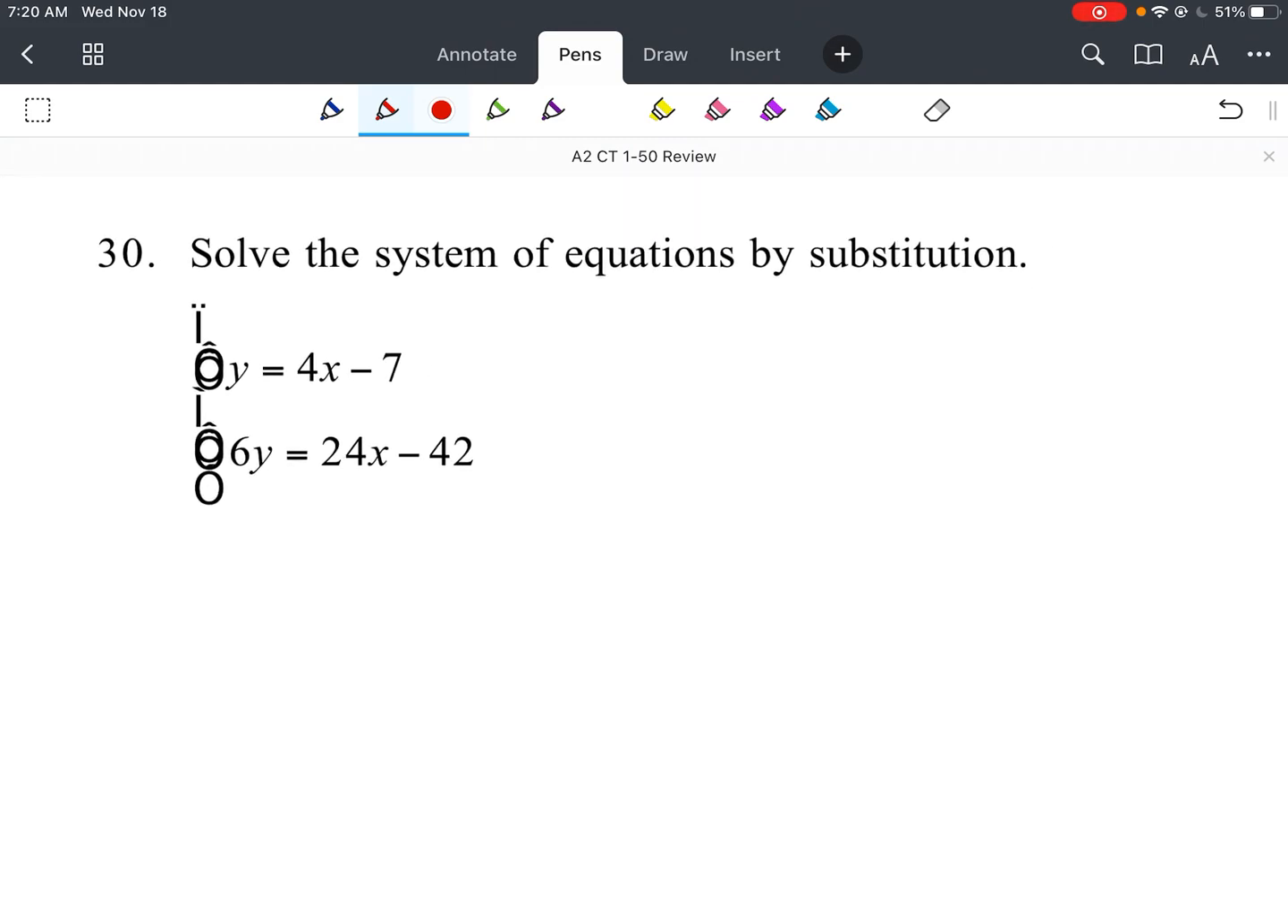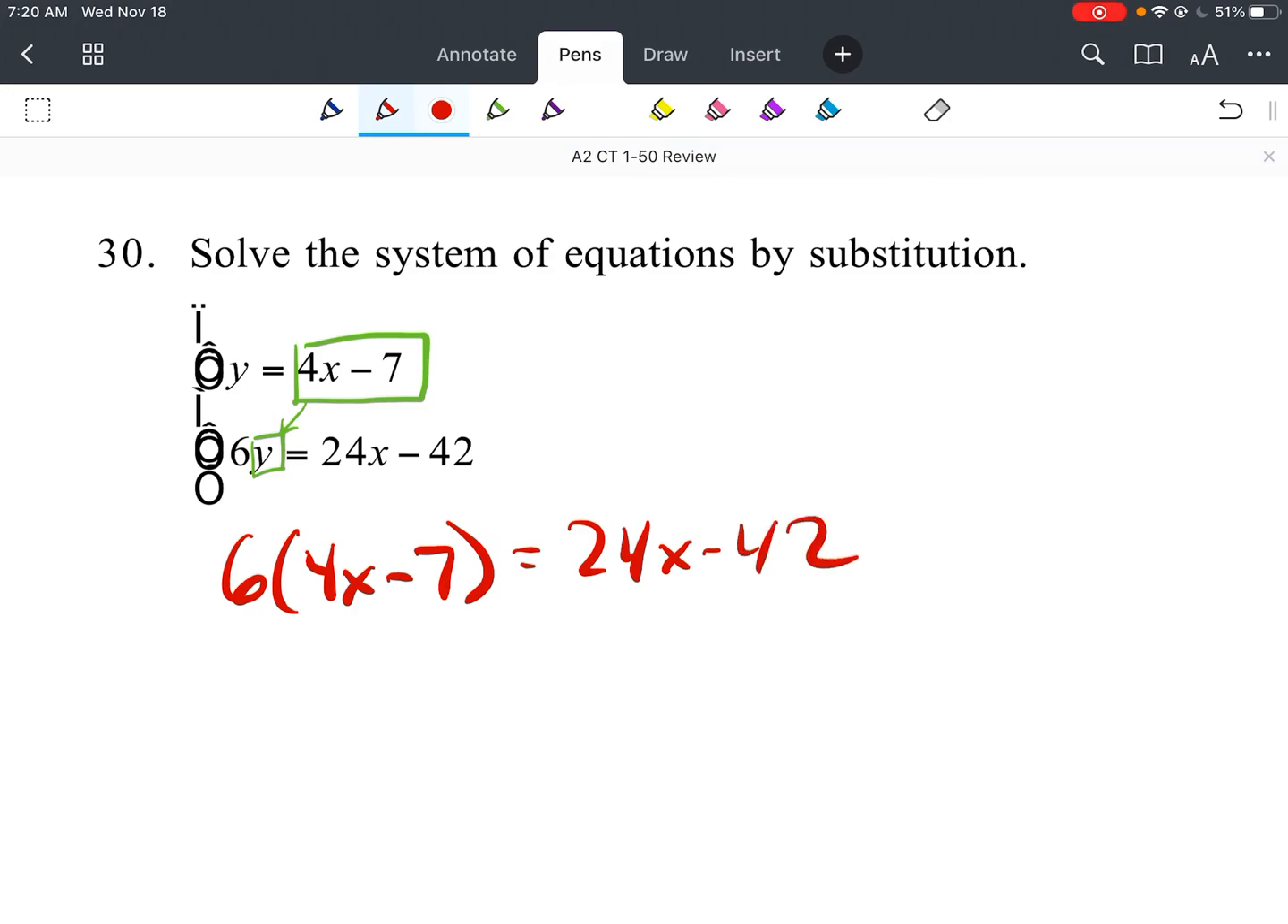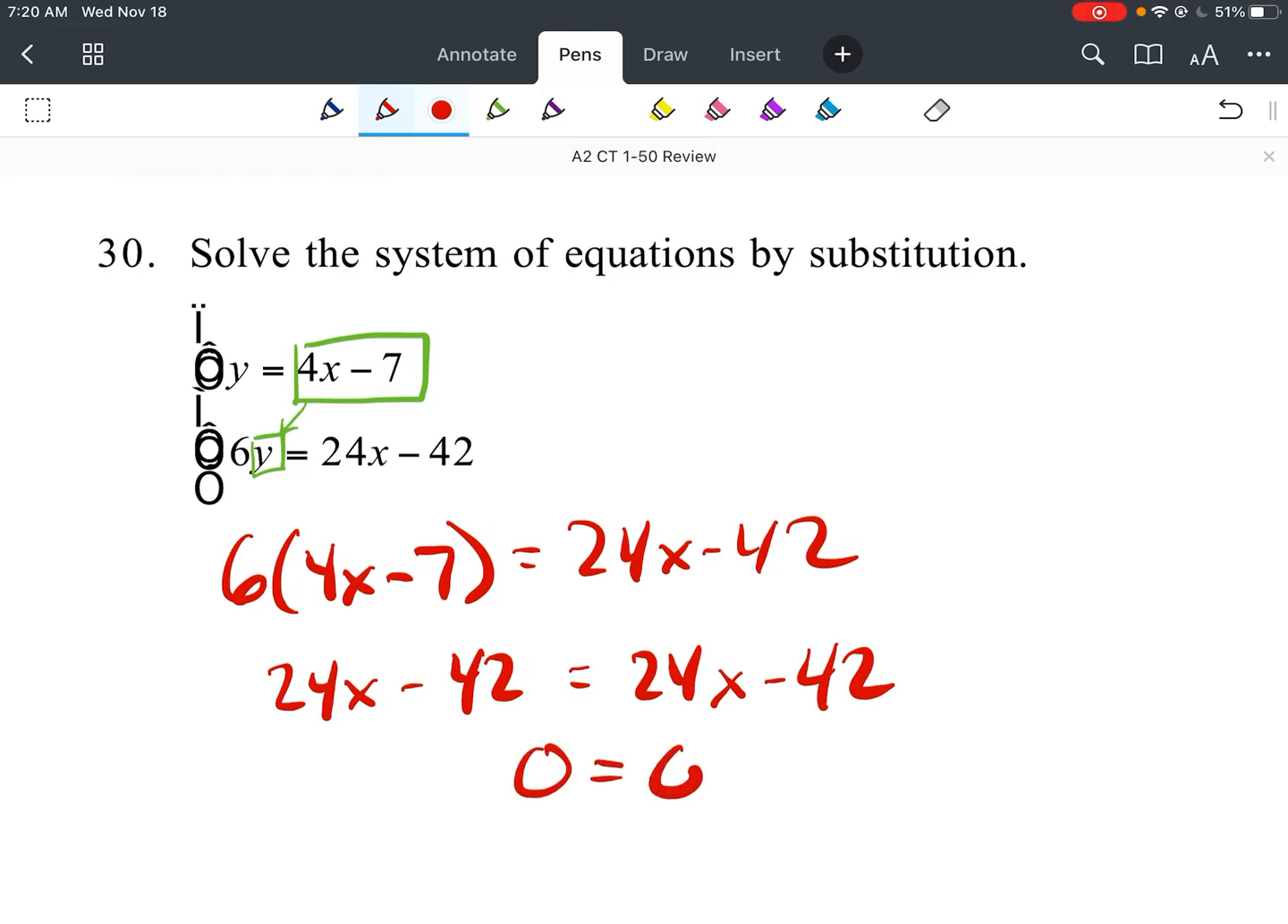Solve by substitution. Substitution says when you get one letter all by itself like this, notice how y is equal to all this. That means wherever you saw y in the other equation, let's just switch this box with this box. That's what substitution means. So 6 times 4x minus 7 equals 24x minus 42. This will be 24x minus 42 equals 24x minus 42. And now notice how if I subtracted these things, you would get 0 equals 0.